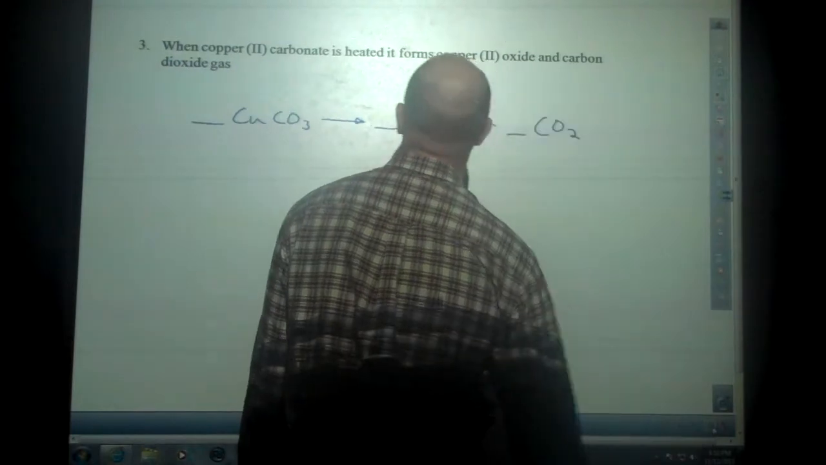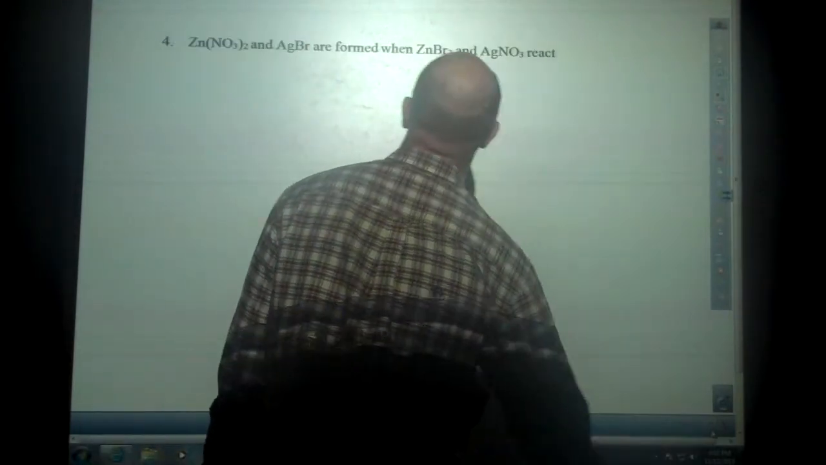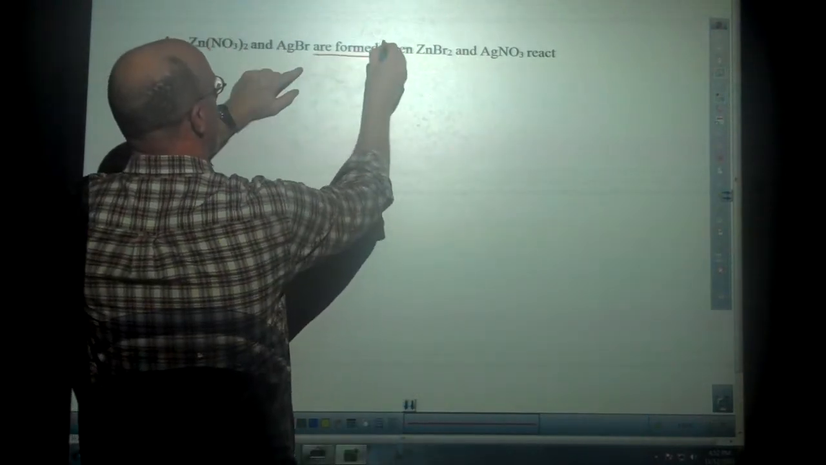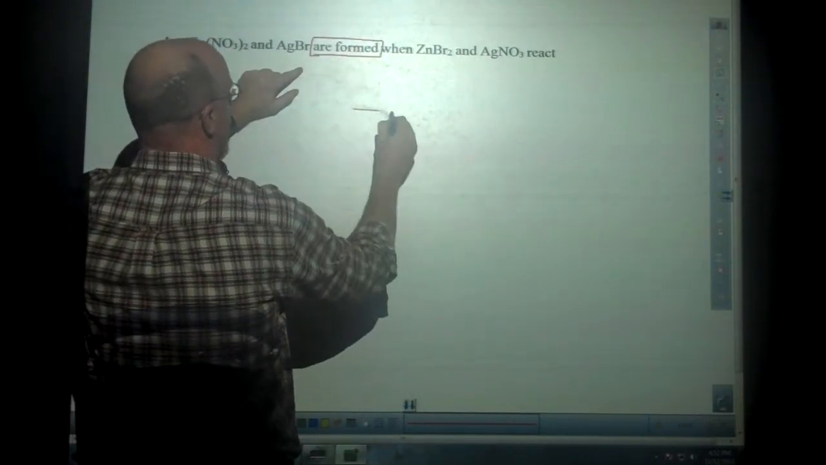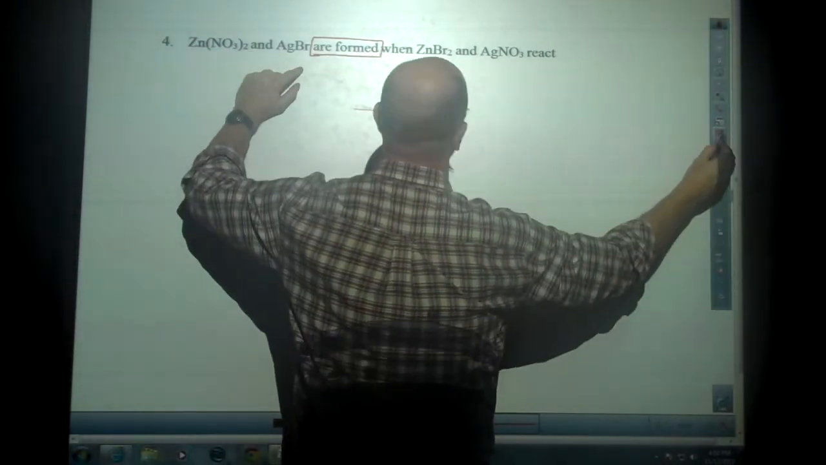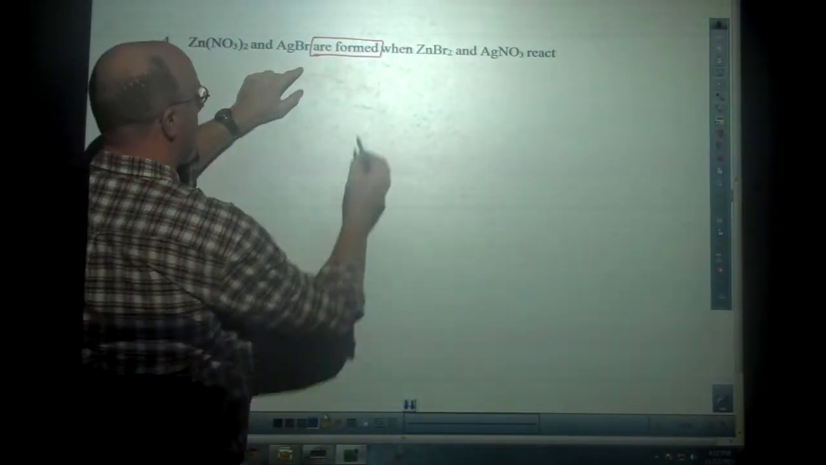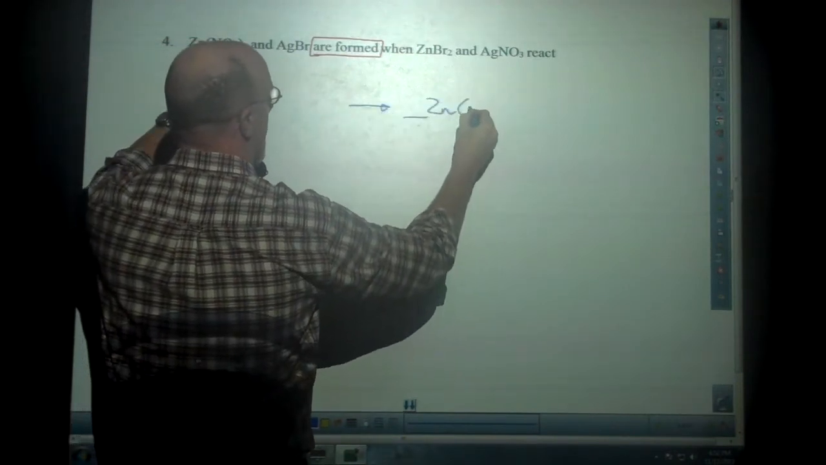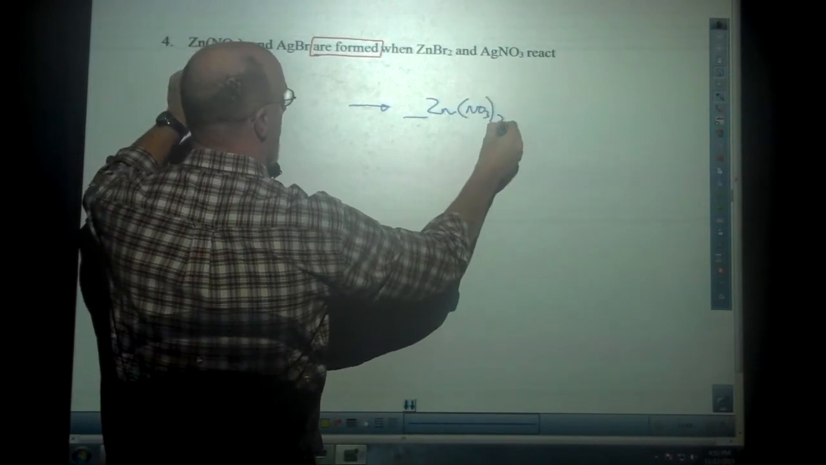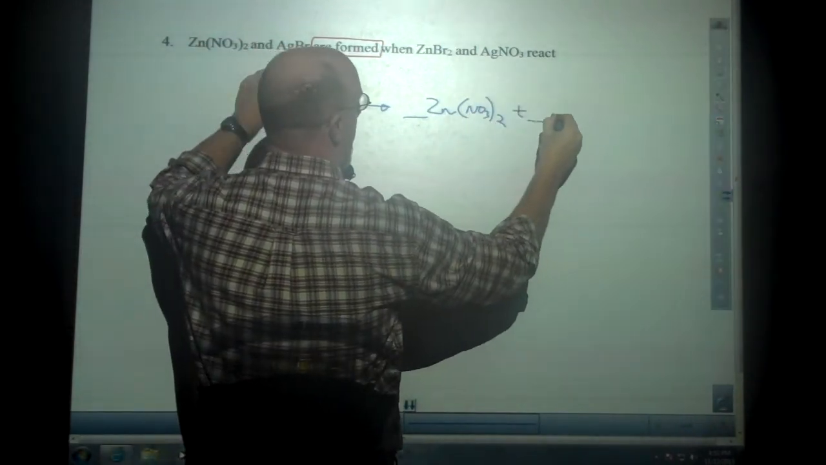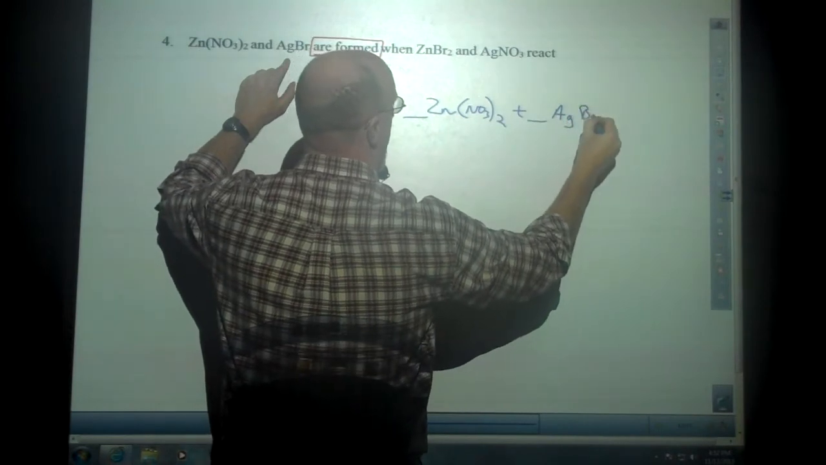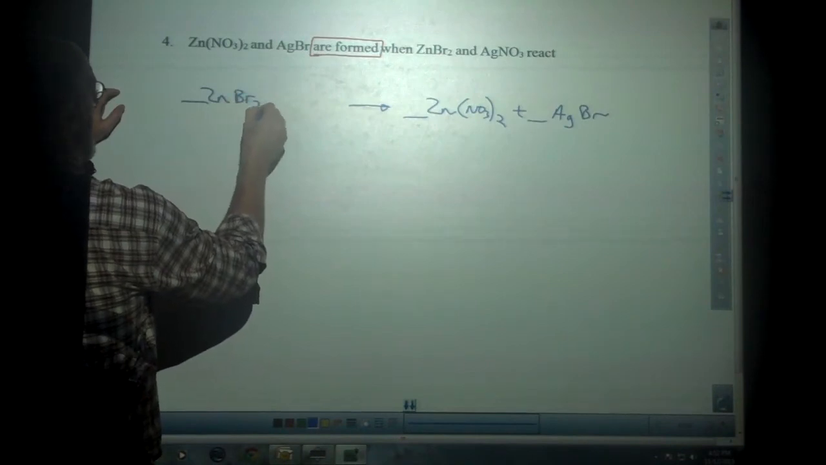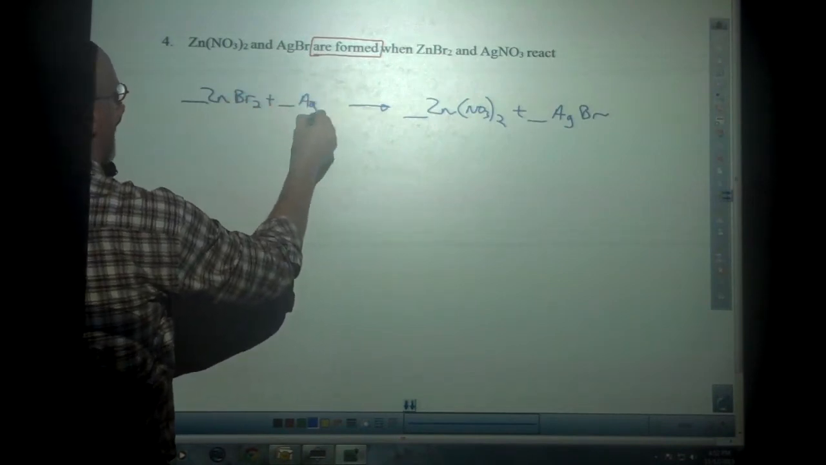Okay? All right. So you go ahead and start on this last one. I'll give you this hint though, these are formed. So formed means they're on the right side of the arrow. Let me be consistent with my colors here. So these two compounds, Zn(NO3)2 and AgBr, are formed when ZnBr2 and AgNO3 react.